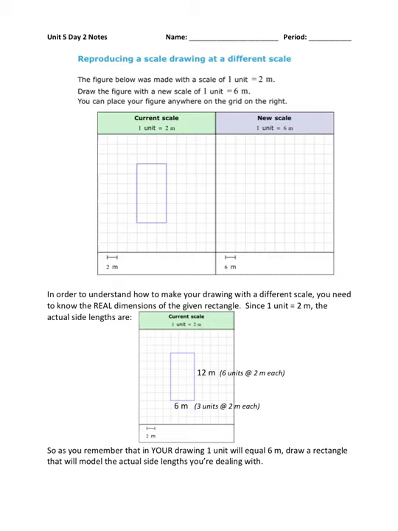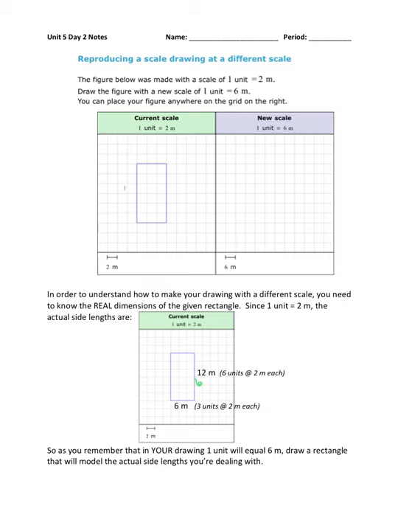So now you're going to reproduce, and yes, you are going to be doing this in Alex. So here's your figure. Scale is 1 unit equals 2 meters. Draw the figure with a new scale unit. All right, now you've got to go. Here we go. You need to understand what your real dimensions are. So if 1 unit equals 2 meters, the actual side lengths are 1, 2, 3, 4, 5, 6. 6 units, right? 6 units at 2 meters each is 12 meters.